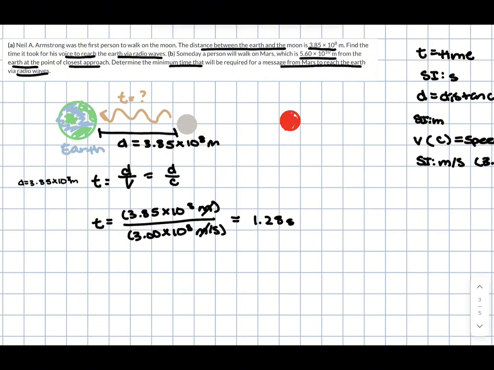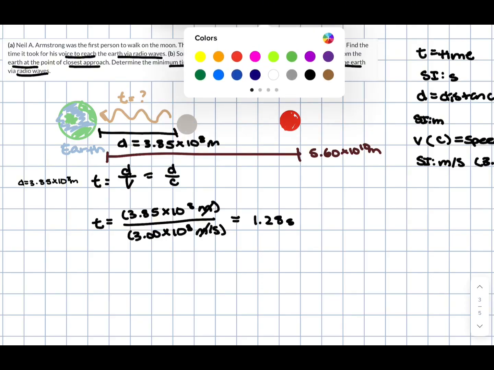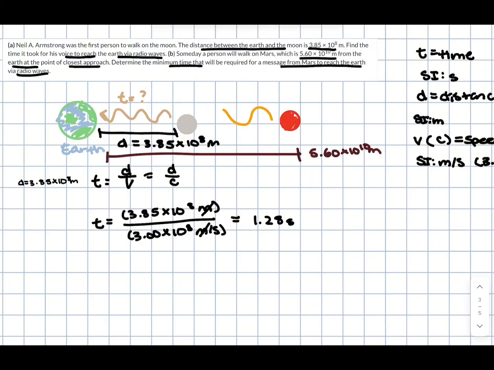So now that we have Mars, our new distance is going to be from Earth to Mars. And I could do it in brown so we have a distinction. That's our 5.60 times 10 to the 10th meters. And then maybe I'll do it in orange, just so that we know that the time we're looking for is different, for the radio waves to get there from Mars to Earth. It's our new time that we're looking for. Perfect. So similar to the approach that we used for part A, we're going to take that knowledge to part B.